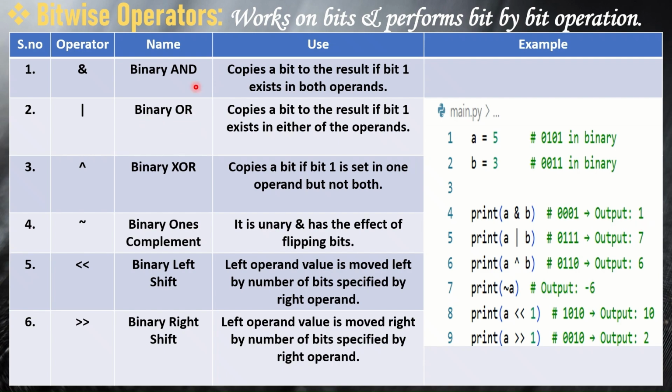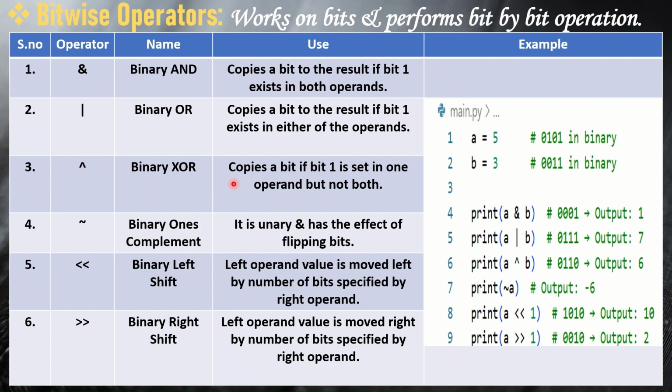Next, the OR operator behaves opposite to the binary AND. It copies a bit to the result if the bit 1 exists in either of the operands. If the bit 1 exists in even one operand, it copies that bit to the result. That is represented by the pipe symbol. a pipe b. If we do the binary calculations, it results in 0, 1, 1, 1 in binary format. So in decimal, we have the value 7.